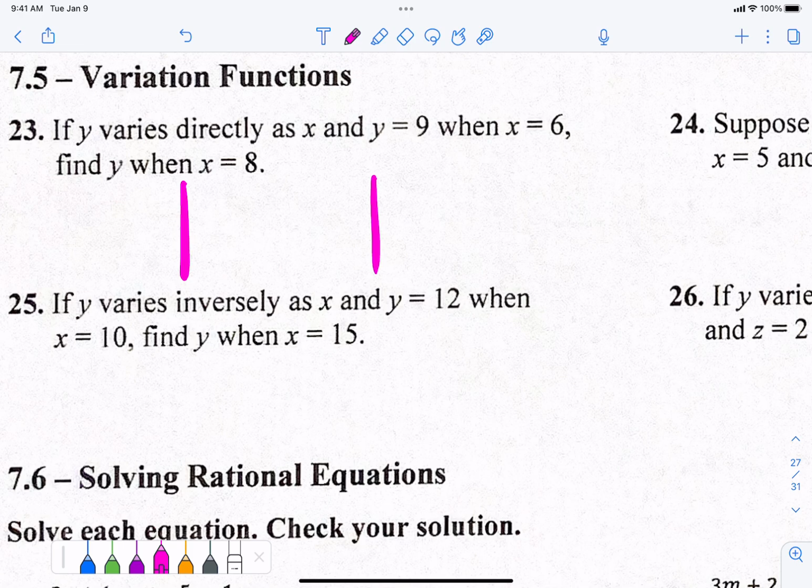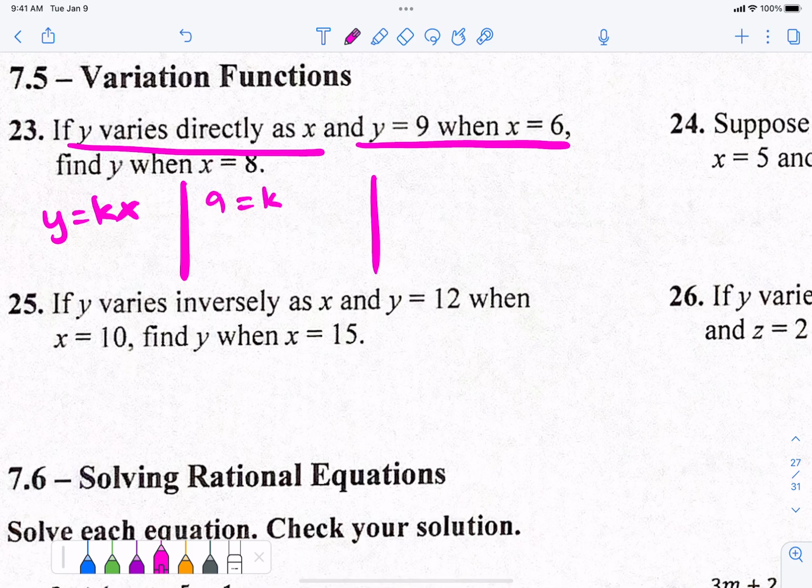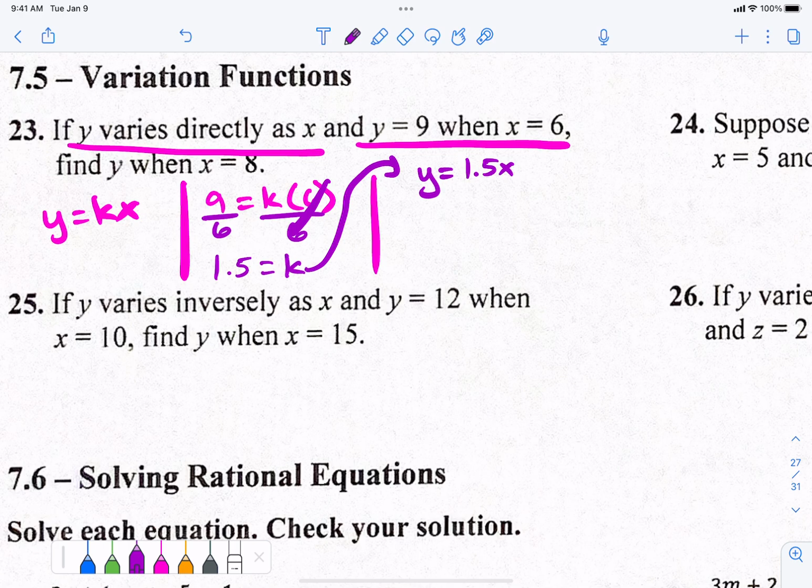Number 23, if y varies directly as x, what's your equation going to look like? Y equals kx. That's what I usually put in the first spot, and that'll help me figure out what to do next. It says y equals 9 when x equals 6. So what do I do in the middle box? You solve for k, right? We're trying to get k by itself. If I divide by 6, 9 divided by 6 is 1.5. Now, using that information, I have y equals 1.5x.